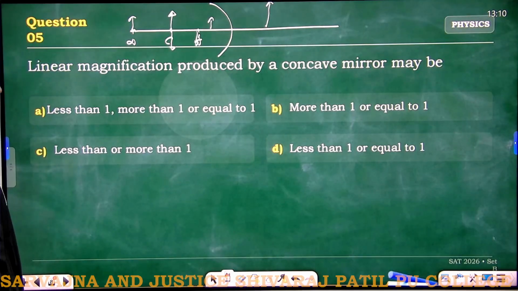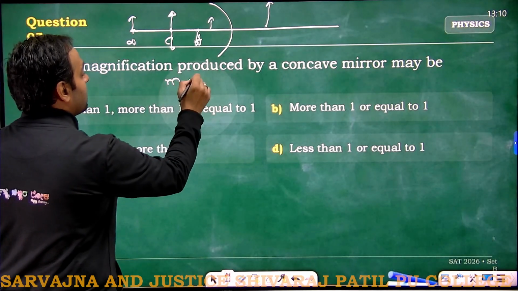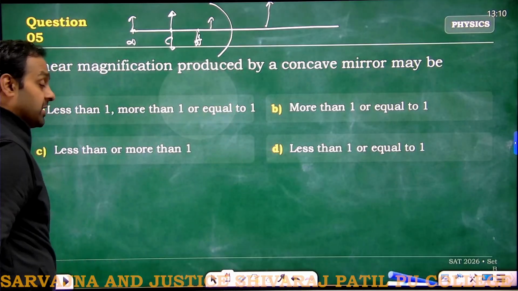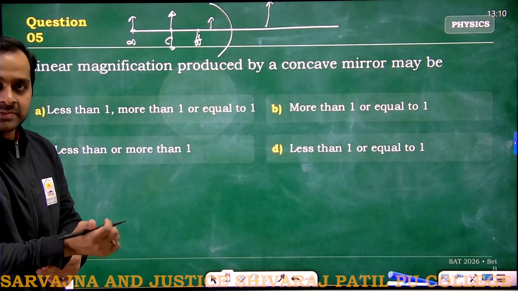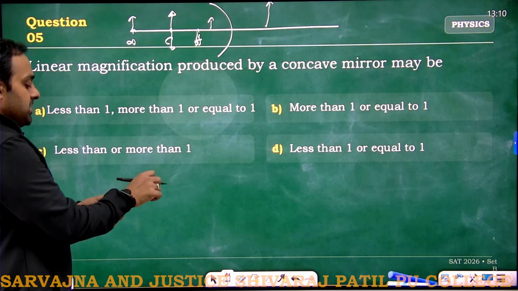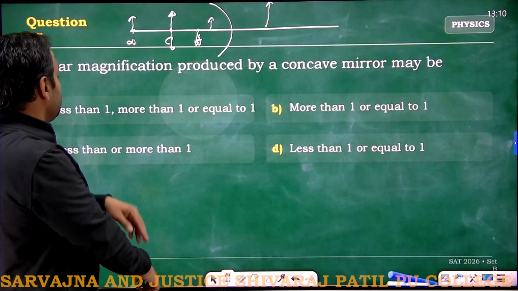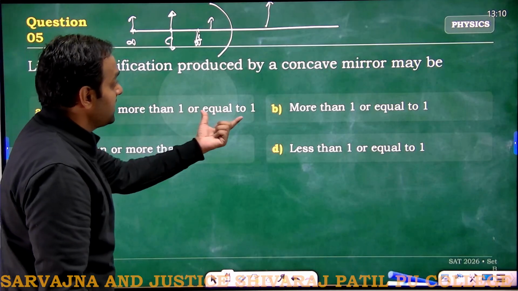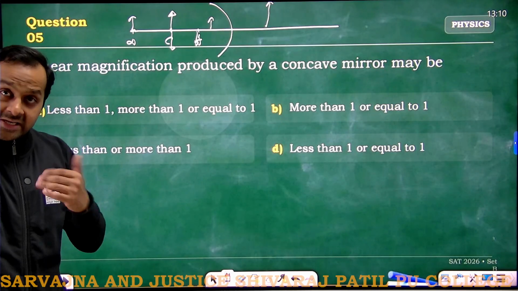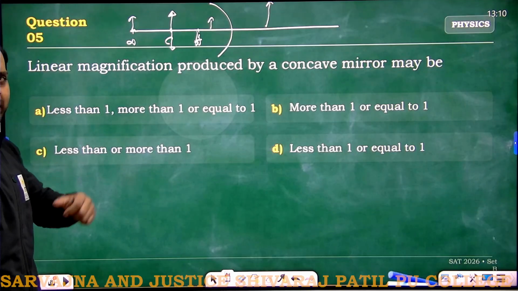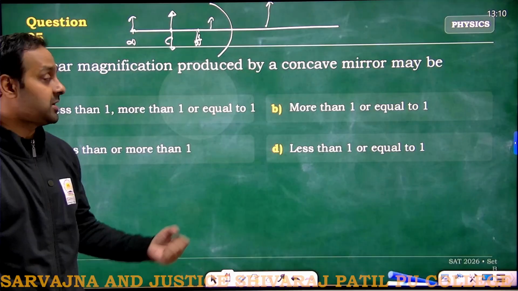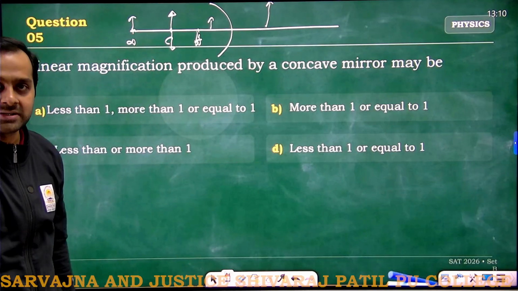We have the magnification formula: v by u, or image size divided by object size, that is, size of the image divided by size of the object. Using that you will be able to clearly tell less than 1, more than 1, equal to 1. All three are possible. For extra information, remember when it is less than 1, when it is more than 1, and when it is equal to 1. Equal to 1 is when it is placed at the center.